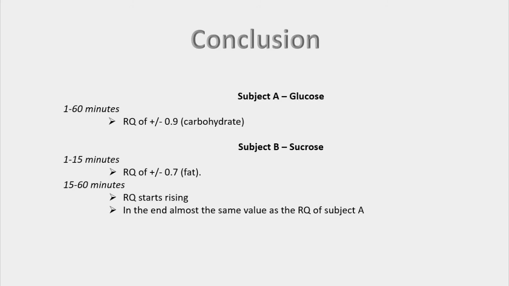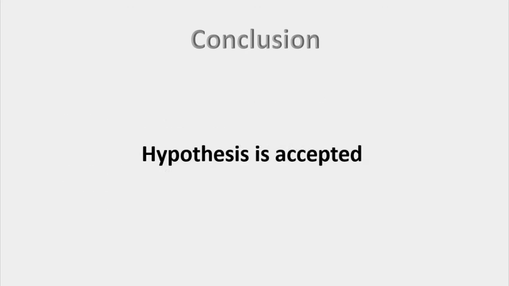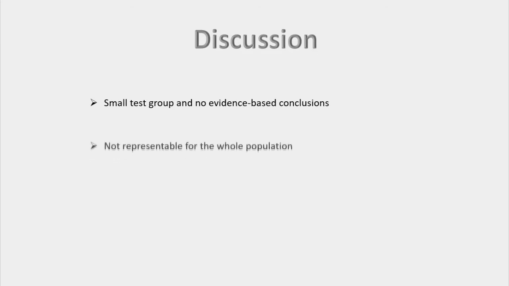of subject A. Based on this experiment, the hypothesis that the person consuming sucrose will have a higher energy expenditure, higher fat and lower carbohydrate oxidation than the person consuming glucose, as sucrose probably first needs to be converted into fructose and glucose, which might take more time, can be accepted. However, our test group is very small and evidence-based conclusions cannot be drawn. These two subjects are not representable for the whole population.